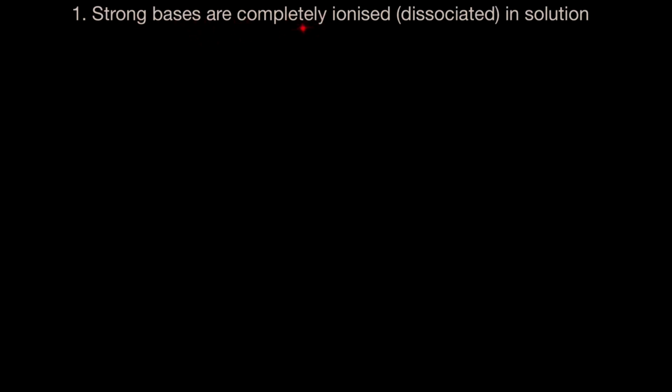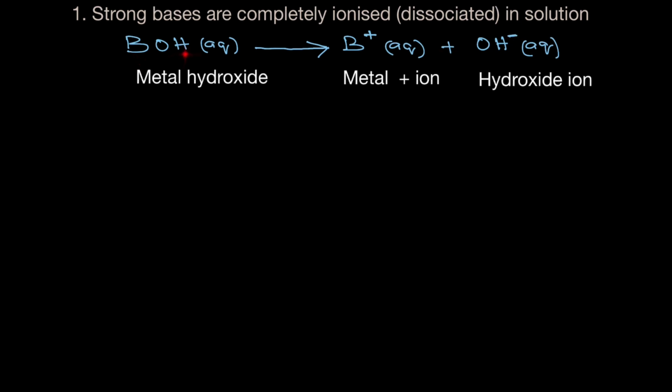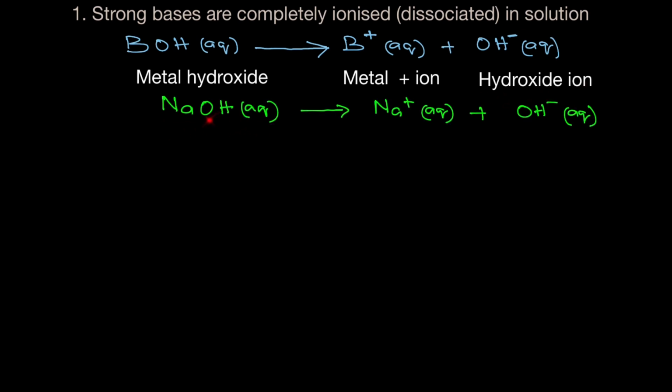Strong bases are completely ionized or dissociated in solution. BOH aqueous gives B plus aqueous plus OH minus aqueous. BOH is a metal hydroxide, B plus is the metal ion, and OH minus is the hydroxide ion. Example: sodium hydroxide aqueous dissolves completely to give sodium plus ion plus OH minus aqueous ion.